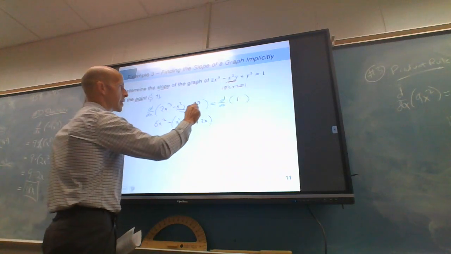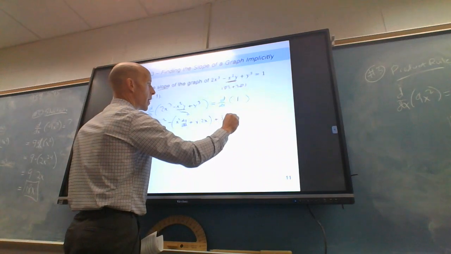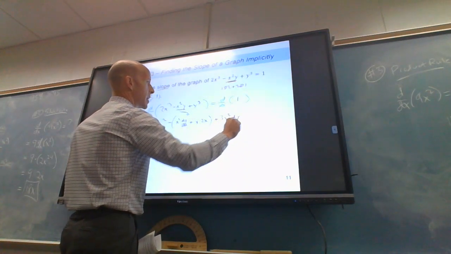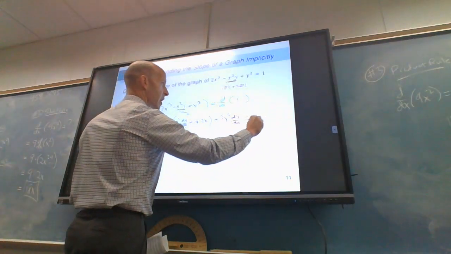All right, now, next step, I got to do the derivative of y cubed. So that's going to be 3y squared, but don't forget the dy dx. And of course, on the right-hand side, the derivative of a constant is 0.